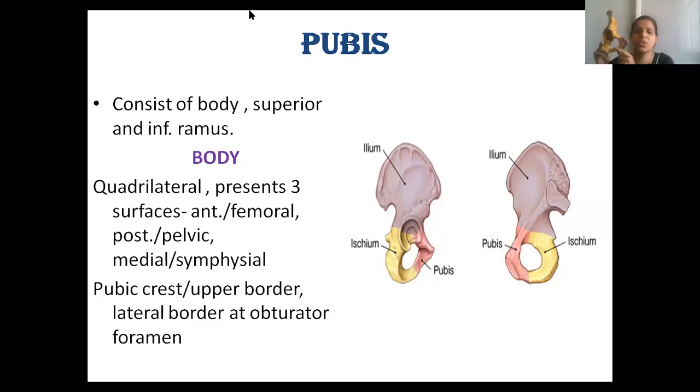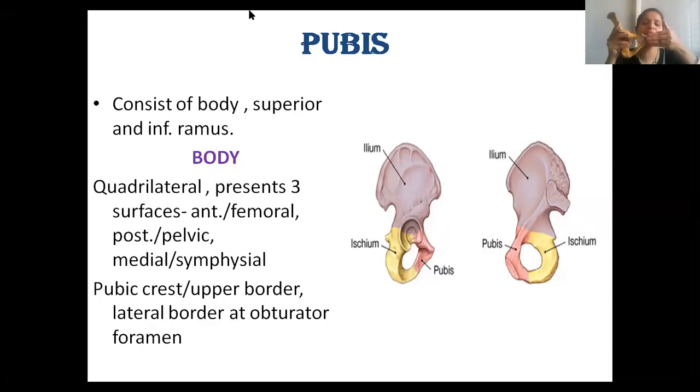What I have just shaded as pink area is more or less like a quadrilateral, and it has three surfaces. What are those? It has an anterior surface, also called the femoral surface, a posterior surface which is quite smooth, also called the pelvic surface, and a medial surface which articulates with one more bone, that is the symphyseal surface.